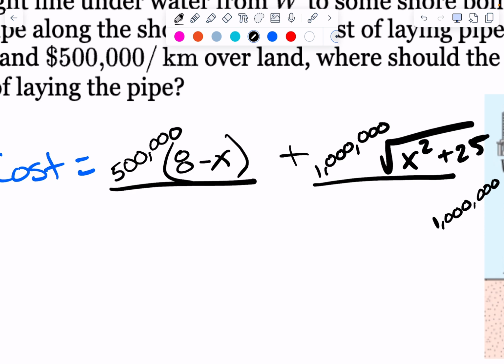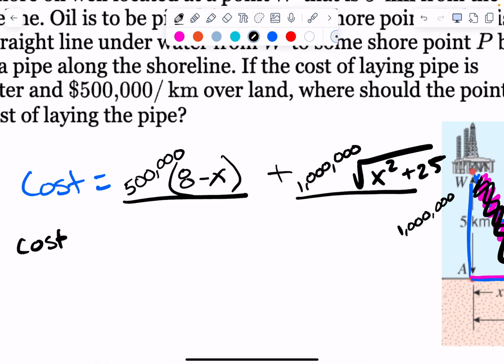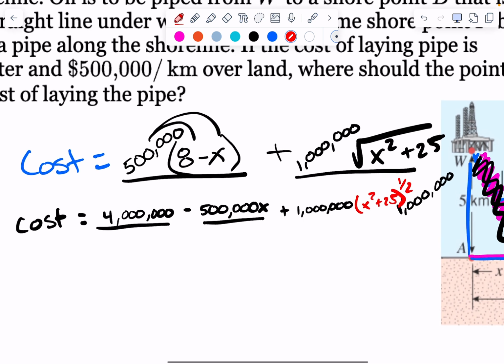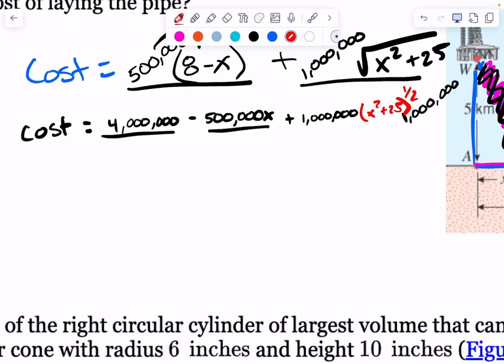All right, so let's maybe do this. Before we take the derivative, let's distribute it through. We're going to have huge numbers. This is 4 million minus 500,000 x. So I've got 2 terms there. And then this one we're just going to leave as 1 million square root of x squared plus 25. Actually, since we're going to take the derivative next, I'm going to write x squared plus 25 to the half power. Beautiful. It's not going to be that bad. I promise you, you'll see in a second.